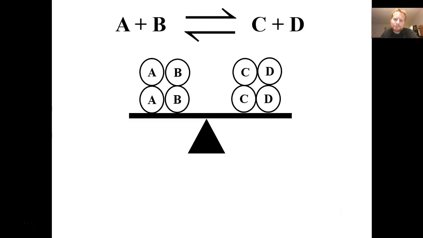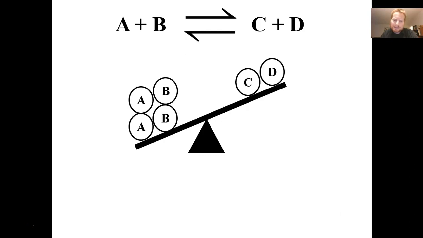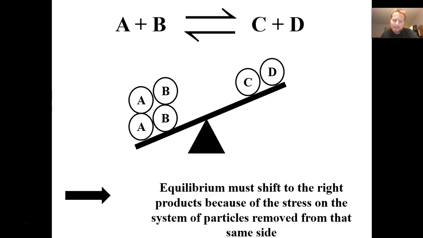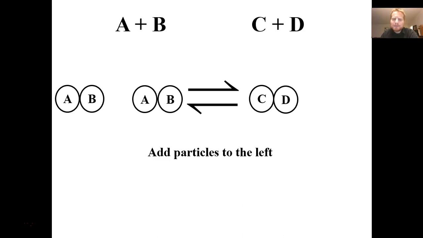And if we remove the product, so in this case C and D, we know the seesaw would temporarily go like this, but in order to correct itself, it would shift to the right, is what we say. So we would shift to the products in order to correct the equilibrium, essentially. Now, that's one way people visualize it. I personally visualize it a very different way that I'm about to show you. You could use whatever way works for you.